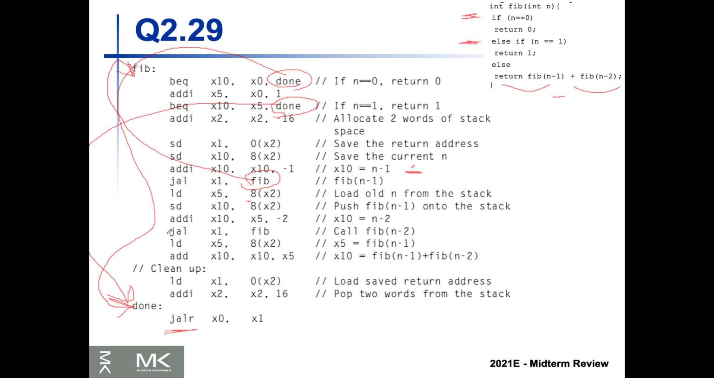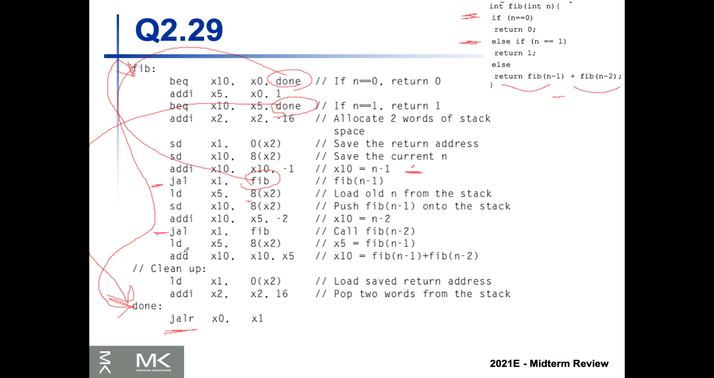So, can anyone explain why we have another JAL here? It's recursive. Yeah, because we are returning. It's asking for fib n minus 1 plus fib n minus 2, so we need to do it 2 times in order to get the one result. So this one will call fib n minus 1. This one will call fib n minus 2.